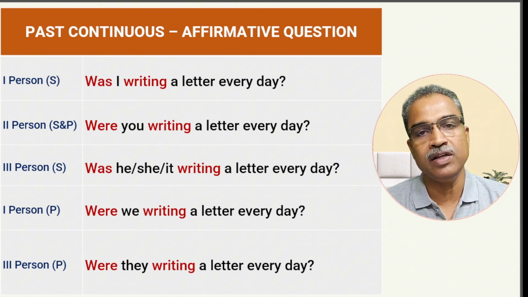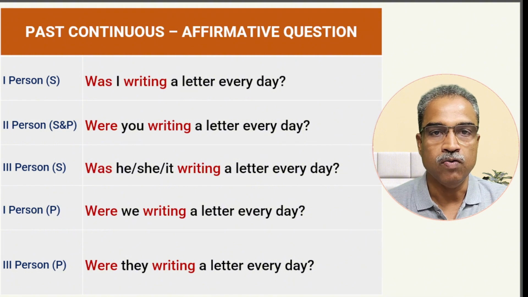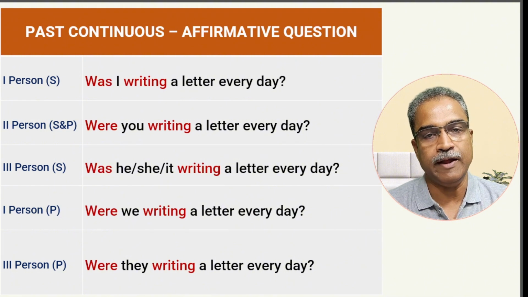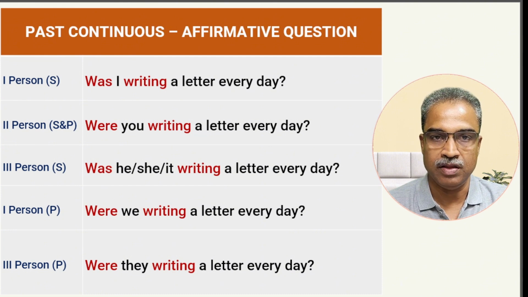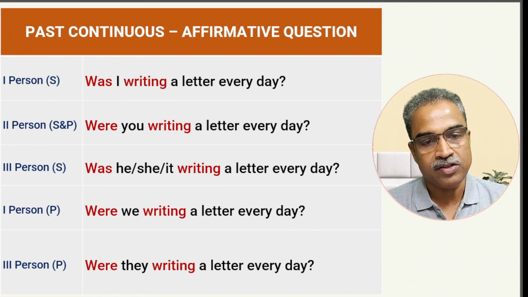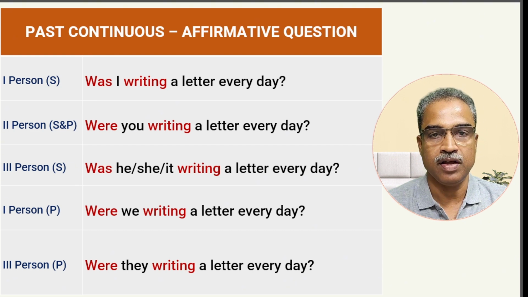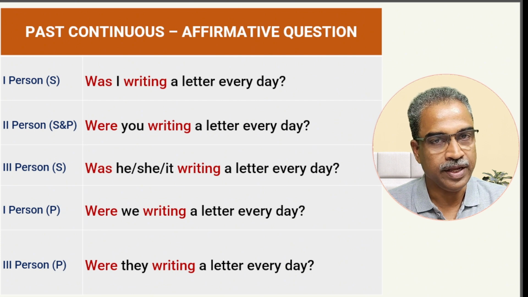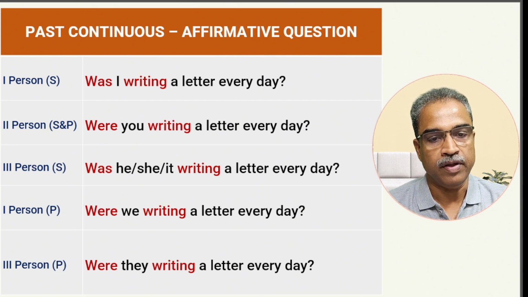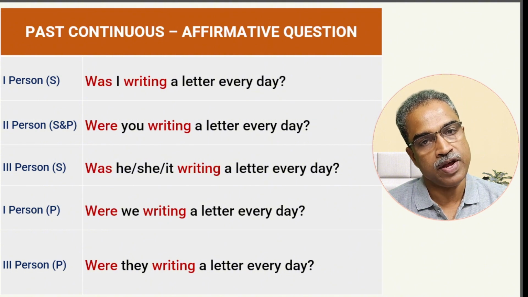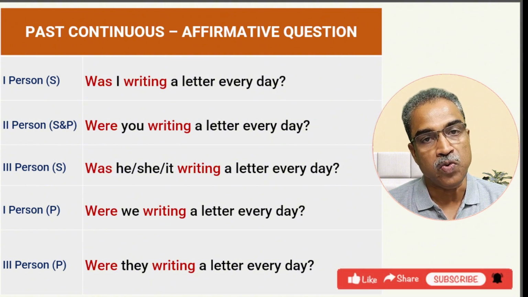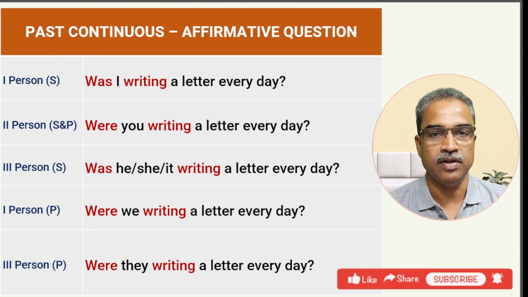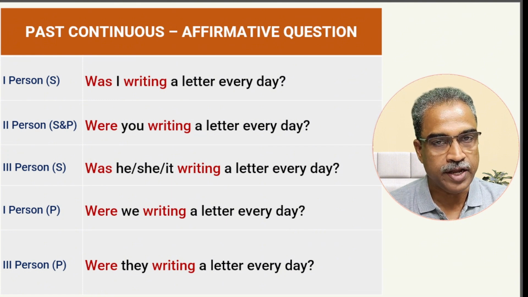So "I was writing a letter every day" becomes "Was I writing a letter every day?" Simple enough. "I am writing a letter" became "Am I writing" in the present continuous, and in the past, "I was writing a letter" becomes "Was I writing a letter?" It's a question. Easy. And the second is you, singular and plural both. So here "You were writing a letter" changes into "Were you writing a letter?" Were you writing a letter every day?